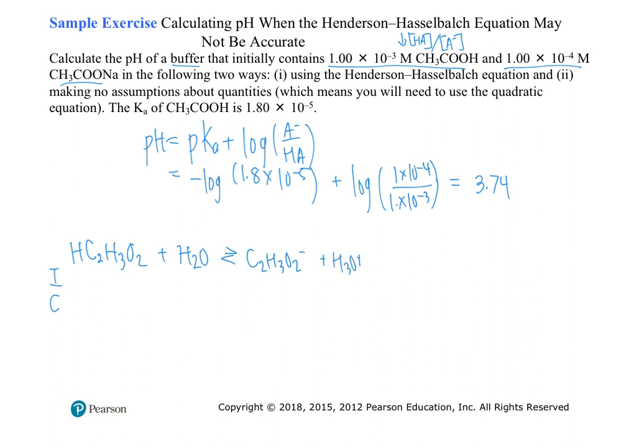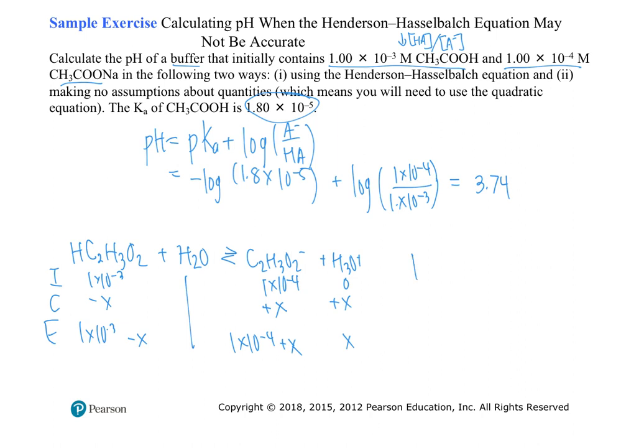So I have acetic acid at 1 times 10 to the negative 3rd molar, acetate at 1 times 10 to the negative 4 molar, and no hydronium. And you can see those are really close to the Ka. So we're not able to make the approximation because my concentrations are very close to my Ka. So I'm going to add x to my products, minus x from my reactants: 1 times 10 to the negative 3rd minus x, and then 1 times 10 to the negative 4 plus x, and x.